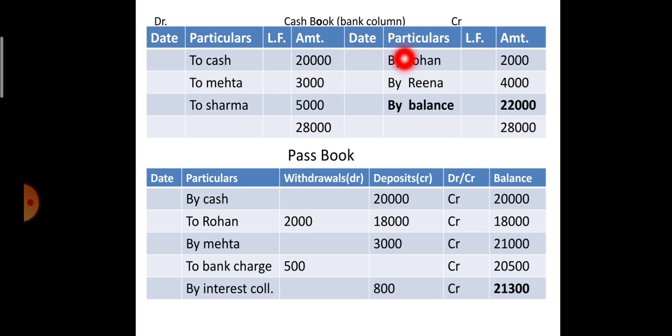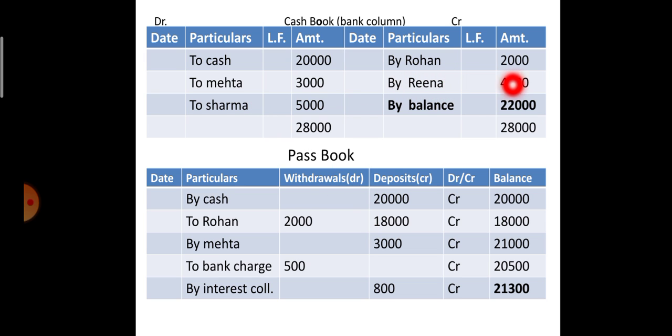Compare these two transactions. These two transactions are recorded in the cash book and also in the passbook, and because of these two transactions the balance of cash book and passbook will not differ. Now see, one more transaction is there, to Mehta, 3,000 rupees. That 3,000 is also recorded in the passbook. Here 3,000 is recorded on the debit side, and here it is recorded in the credit column in the passbook. Again, because of this transaction there will be no difference in the cash book balance and passbook balance.